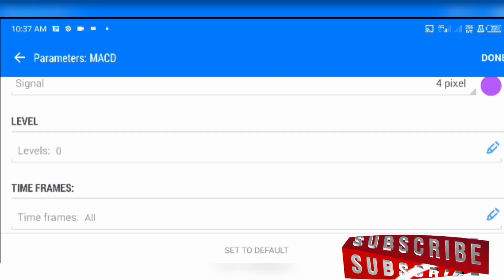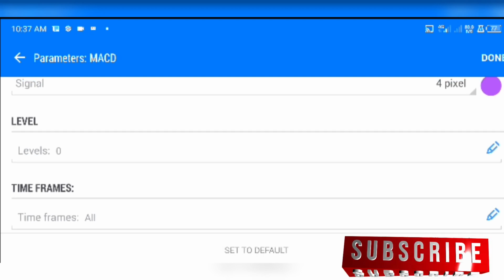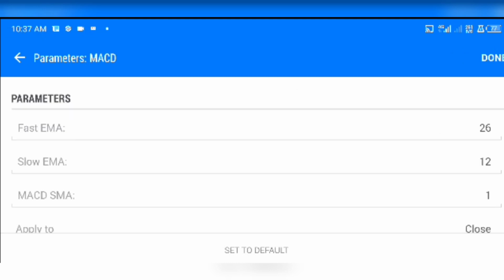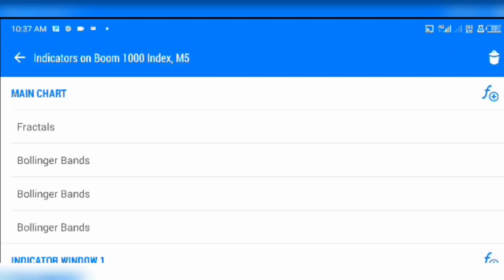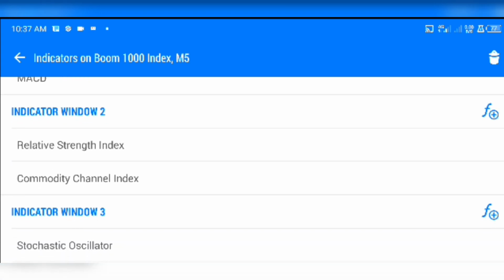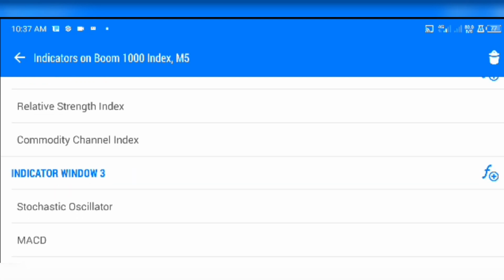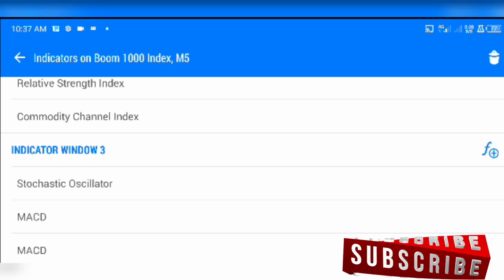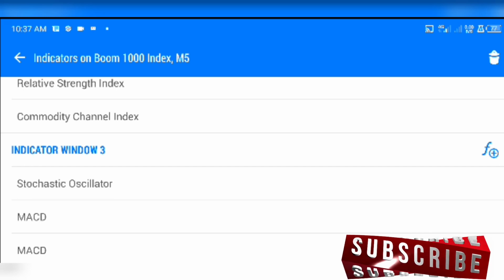Once you're done, you click on the levels and enter 0 in your description column. Then style should be what? 1 pixel ash color. Once you're done, give a step backward and say done. So you're through with the 2 MACD there. The other ones, relative strength index and commodity channel index, were not there, so we're not going to give such data out.